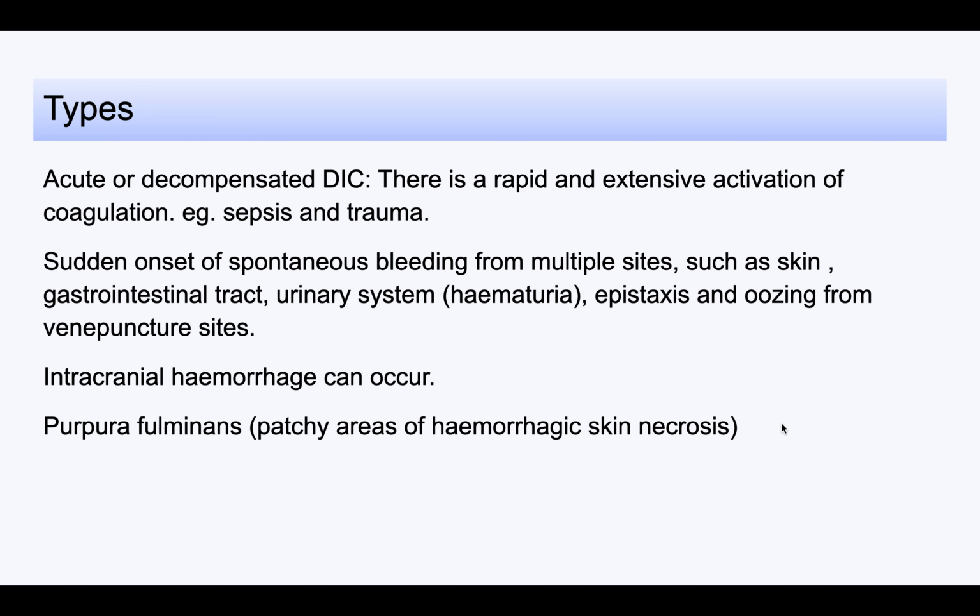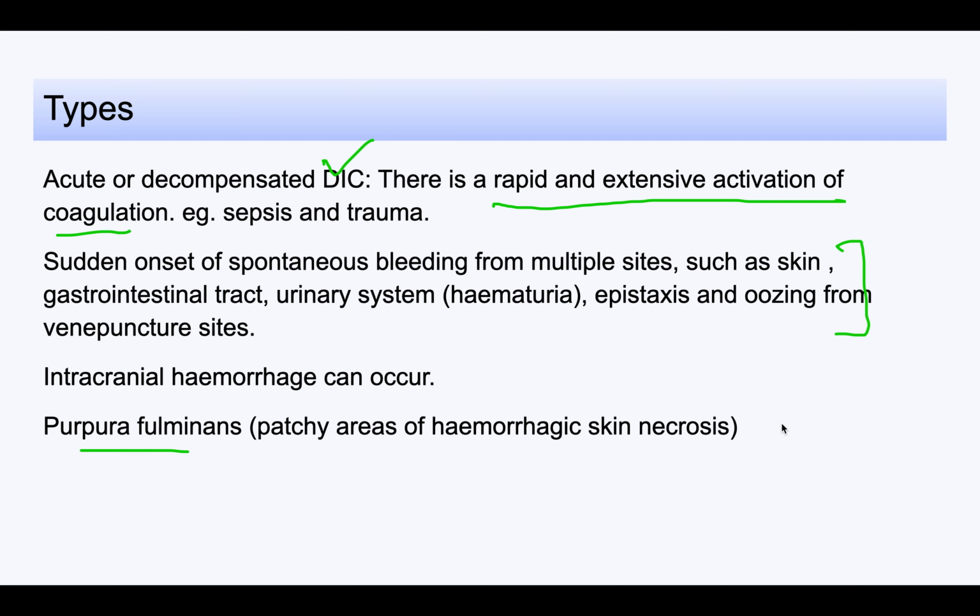Now going to the types of DIC. Mostly when we are talking about DIC, we do talk about acute or decompensated DIC, in which there is rapid activation of coagulation. The patient suddenly worsens in sepsis. So there is rapid and extensive activation of coagulation which takes place, and then the patient will present with spontaneous bleeding from any orifice. Okay, in the GIT you have hematuria, you have vaginal bleeding, GI bleeding, so such a presentation will be there. Then intracranial hemorrhage can also take place.